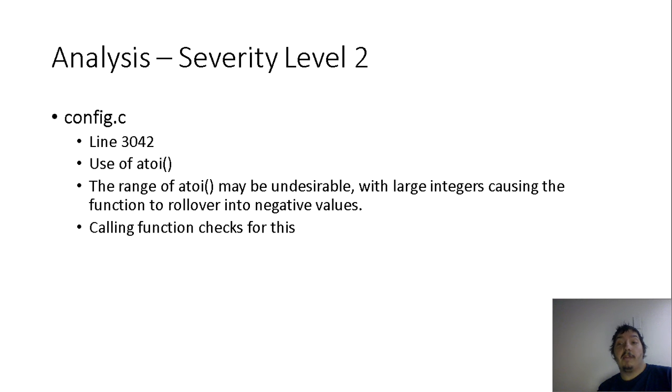Config.c, we're complaining about the use of atoi. This is because whenever the input to atoi is greater than the upper bound of the integer type, it rolls over into negative values. And likewise, if a negative value is fed into atoi and it gets below the lower bound, then it rolls over into the upper end. Your calling functions need to check this, and the calling function in this case does. This isn't necessarily a vulnerability, it's more of just making sure you have the desired behavior.